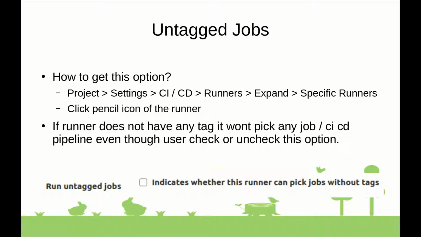Why? Because when a GitLab runner does not have any tag name associated with it, in that case, a user cannot mention the tags keyword in the .yml file. And in that case, GitLab won't be able to understand on which runner that particular CI/CD pipeline, that particular job needs to be run. And hence, even though a user checks or unchecks run untagged jobs, that particular runner won't pick any job.